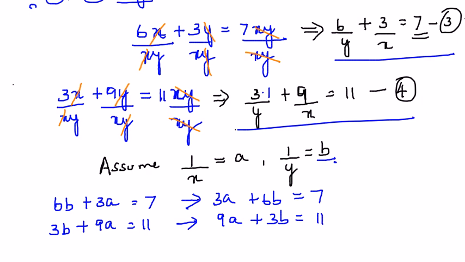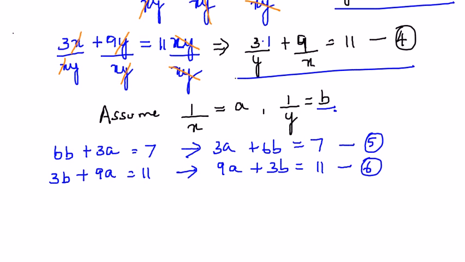Now this looks like your familiar linear equation, right? 3a plus 6b equal to 7. Let's mark this as equation 5. And 9a plus 3b is equal to 11. Let's mark this as equation 6. Now what shall we eliminate? Shall we eliminate b? இப்போ b eliminate பண்ணணும்னா என்ன பண்ணணும்?